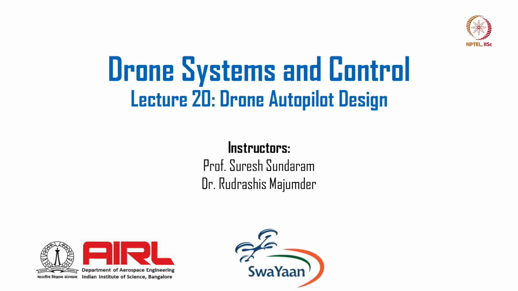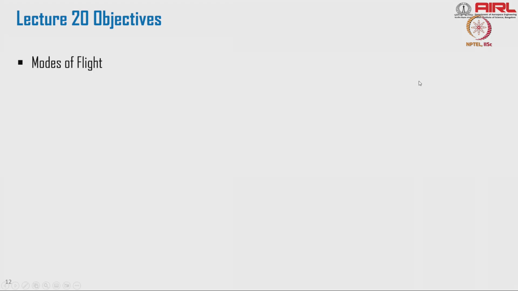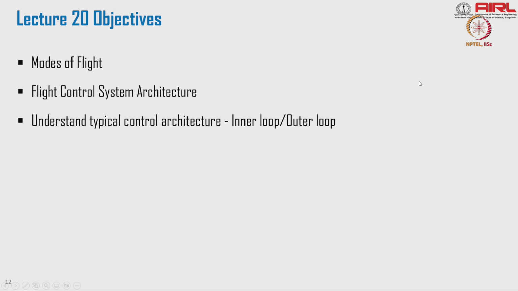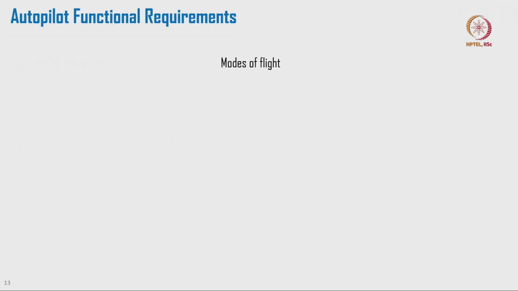Today we are going to talk about autopilot design further. In the previous lecture we talked about system architecture and functional requirements. In this lecture we will talk about different modes of flight, control system architecture understanding, and the control allocation aspect of it. It's a continuation of the previous lecture.